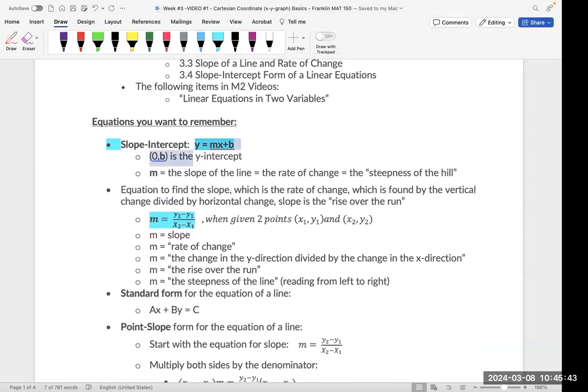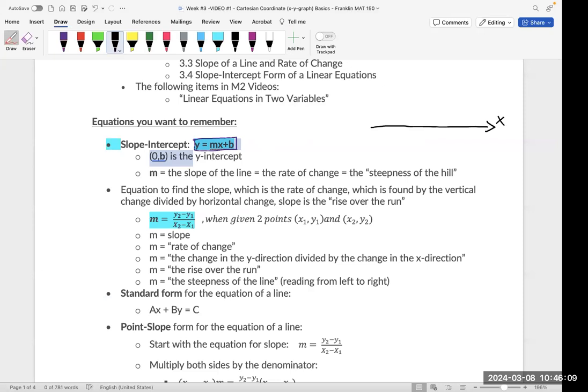Slope-intercept form of a linear equation is given that name because it tells you the slope and the y-intercept. If you know one point on a line and you know the steepness of the line, you're able to draw that line. When you draw a line, you're drawing an infinite number of points.